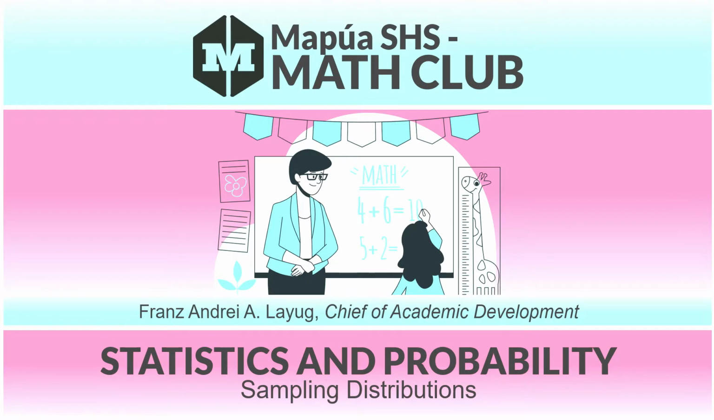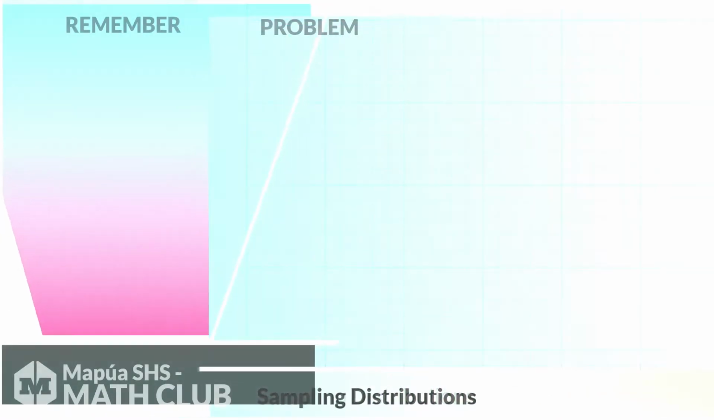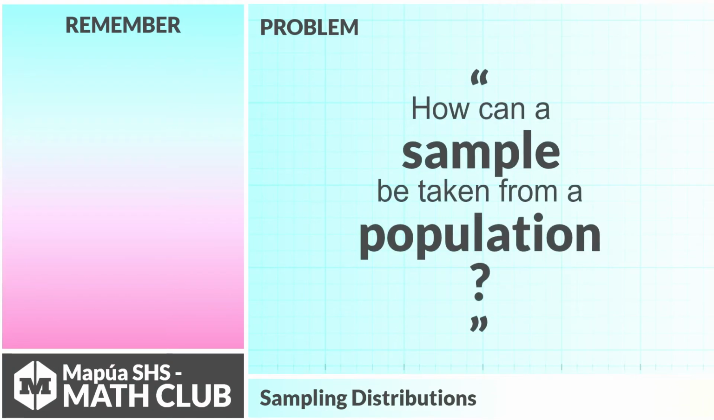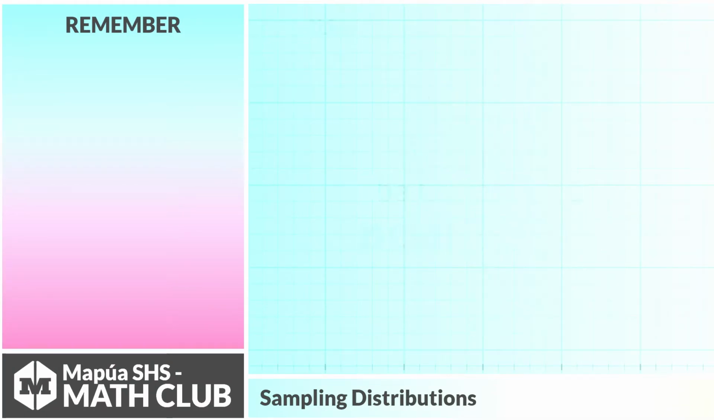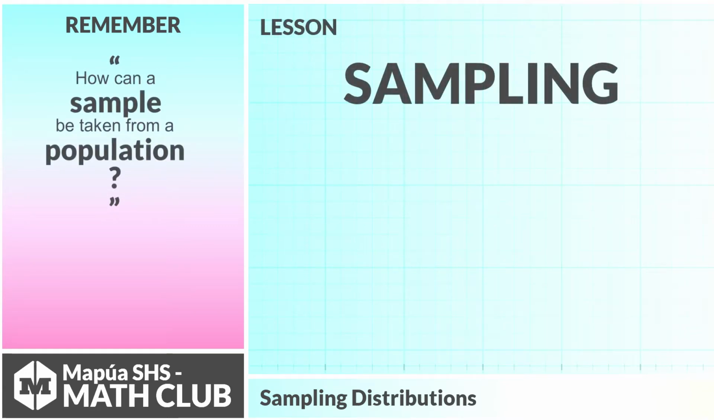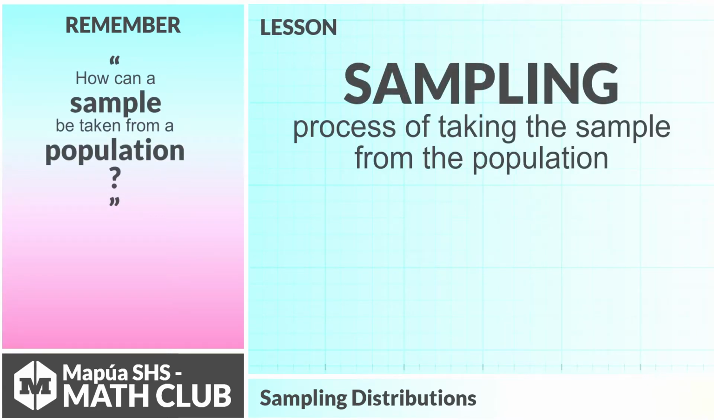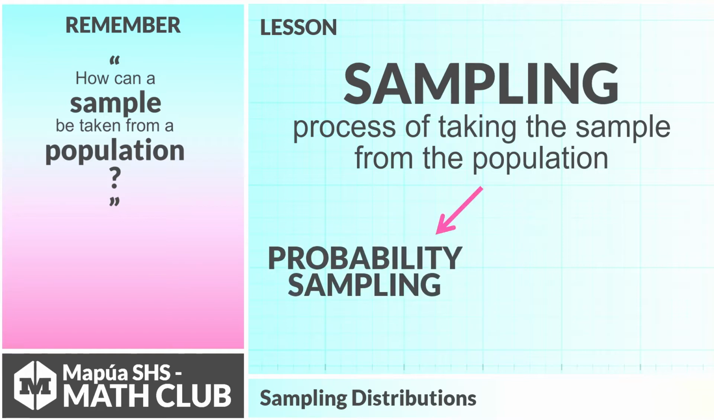What's up everyone? For today's video, we will learn about the different types of sampling distributions. With that, let's ask, how can we take a sample from a population? Well, by definition, sampling refers to the act of taking a sample from a predetermined population, wherein a sample is a representative of the entire population that is being studied.